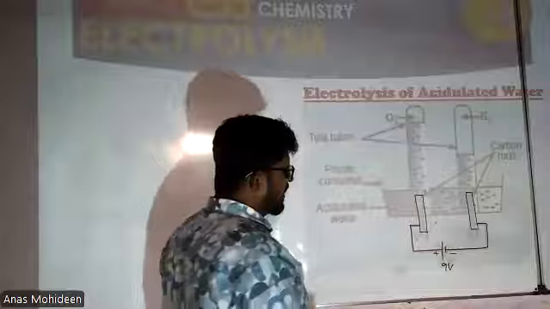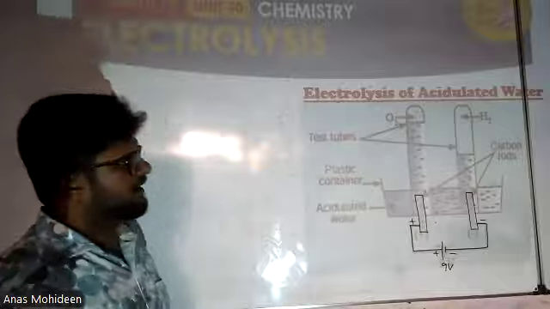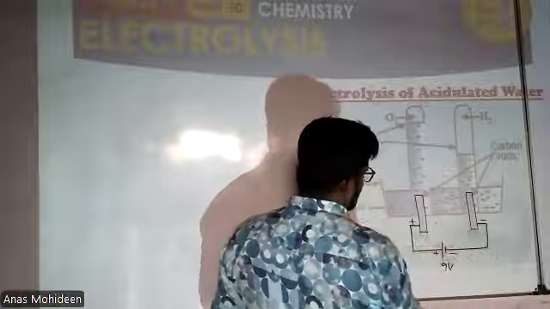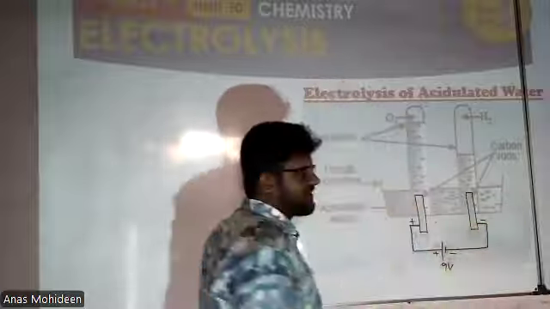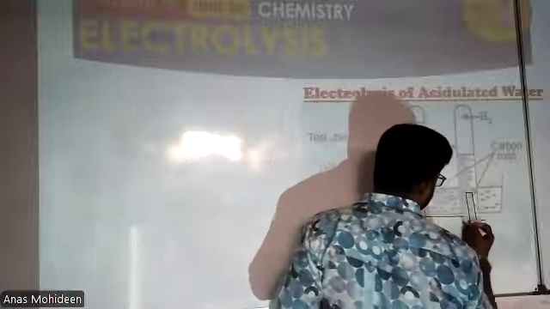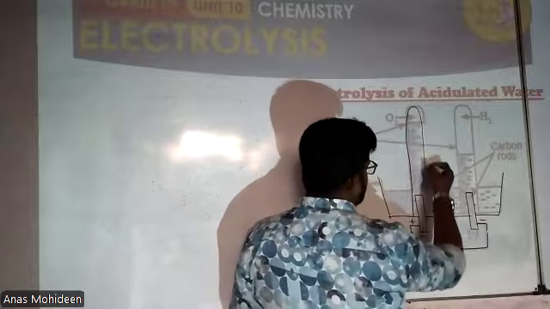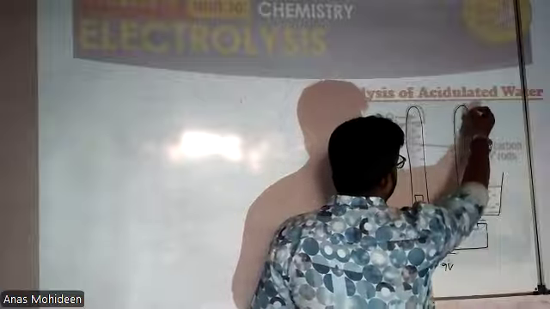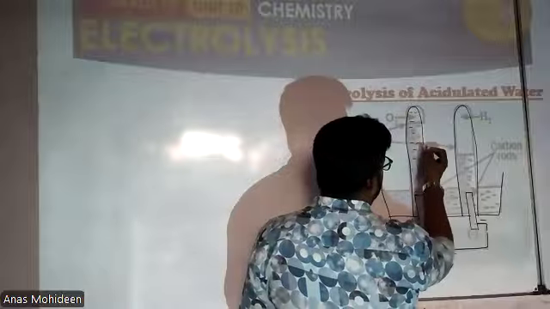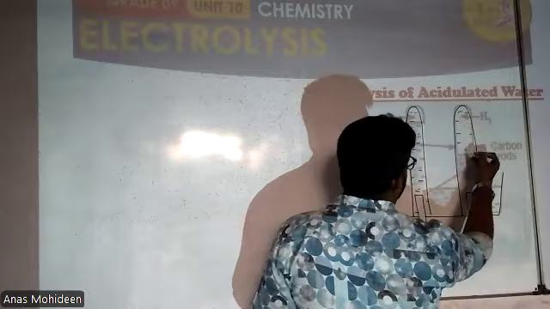Now, this is my positive terminal. This is the negative terminal. So the positive electrode and negative electrode are there. Both the setups are covered by two inverted tubes, and this is totally acidulated water. Actually, earlier the tubes were fully filled up with water, both here and here.